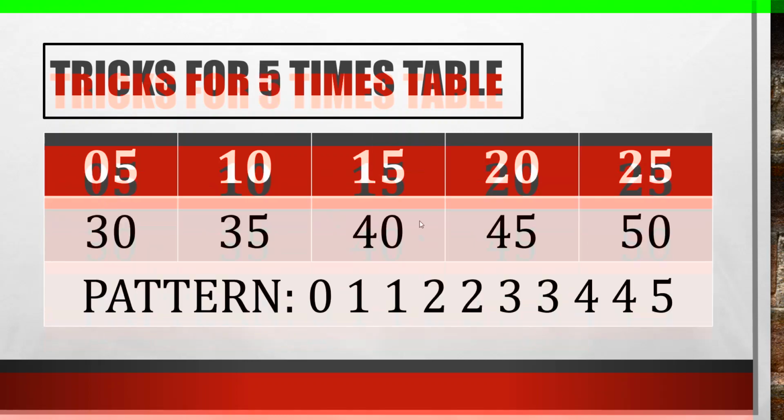Yes. Tricks for the 5 times table. You can use this pattern: 0, 1, 1, 2, 2, 3, 3, 4, 4, 5, 5. You write down the first digit, it's 0. Second digit is 5. First digit is 1, second digit is 0. First digit is 1, second digit is 5. First digit is 2, second digit is 0. Here it's adding 5.